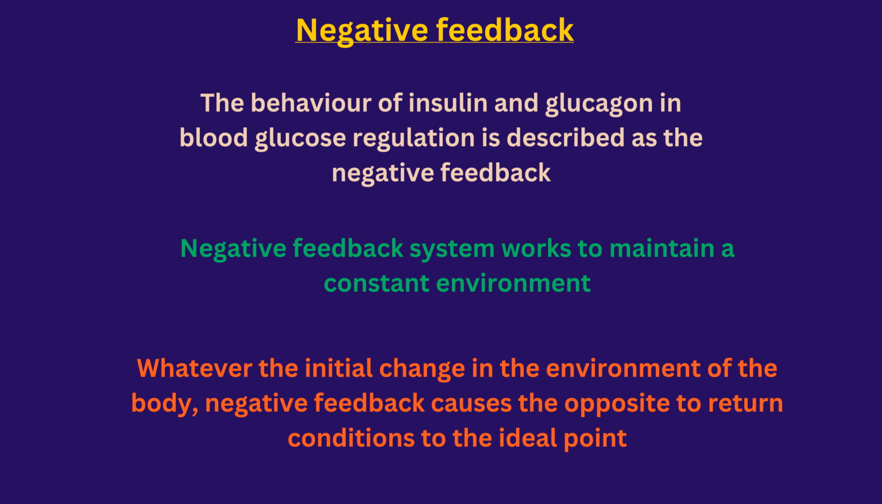So, for example, when the blood glucose levels were too high, negative feedback causes it to decrease and go back to the ideal point. If the blood glucose levels were too low, negative feedback causes it to increase and go to the ideal point. So the opposite is always happening in a negative feedback mechanism.